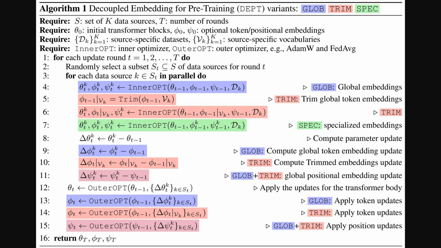Building on that idea, this algorithm here formalizes the decoupled training process. You can see how for each data source, it performs local updates in parallel. Then, crucially, it computes parameter updates separately for the transformer body and the embeddings. Notice how the transformer body updates are always aggregated, but the embedding updates are handled differently for glob, trim, and spec, really showing that decoupling mechanism in action during the optimization steps.